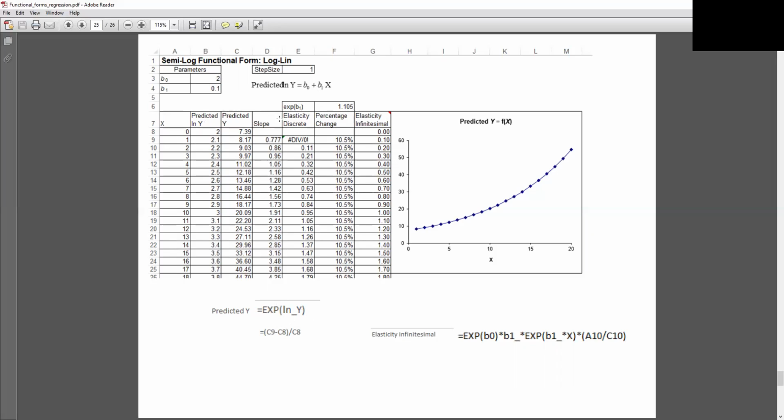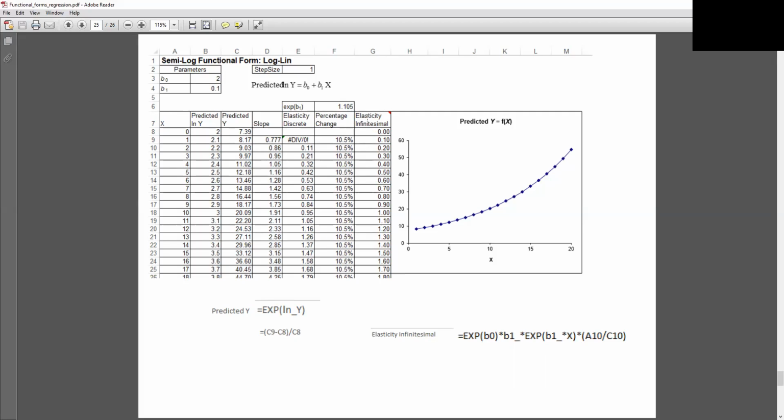And then what we have here is the slope. We know how to obtain slope: additional change in predicted y to additional change in x. And discrete elasticity, we know how to obtain this: percentage change in predicted y to percentage change in x. And then here again, this percentage change refers to the percentage change in predicted y, as you can see here, C9 minus C8 by C8. So 8.17 minus 7.39 divided by 7.39 will give you 10.5%. This is also constant throughout.